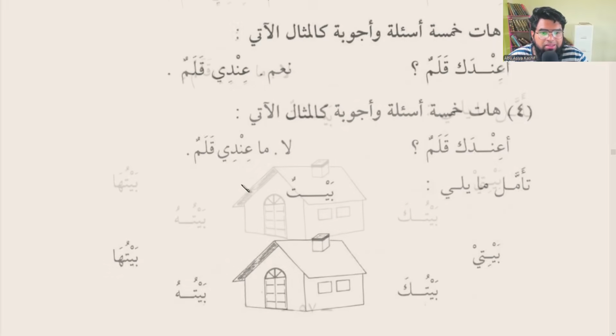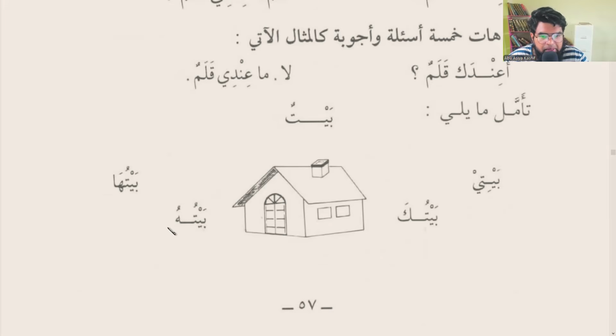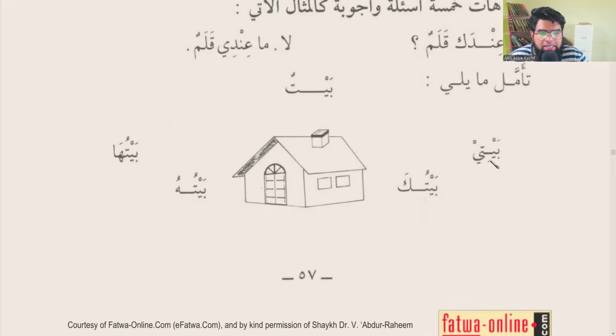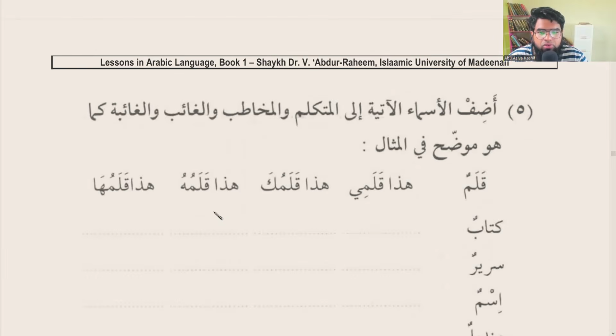So he's given an exercise where he will repeat. Baytun is a house. Bayti, my house. Baytuka, your house. Baytuhu, his house. Baytuha, her house. So bayti is not one word. Again, it's 2. Bayti, baytuka, his house. And when the pronoun joins a noun, it becomes mudaf, mudaf alayhi. Baytuha. Same thing you have to do here.